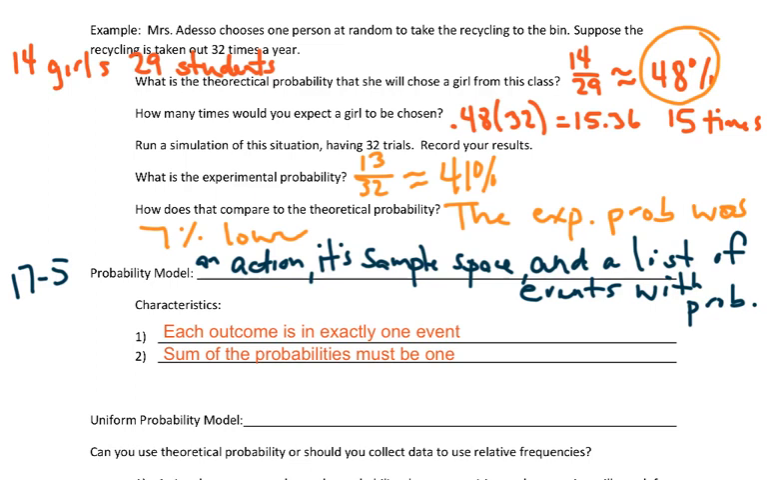In a uniform probability model, each outcome is equally likely to happen. So it uses theoretical probability of equally likely outcomes. A uniform probability model uses theoretical probability of equally likely outcomes.